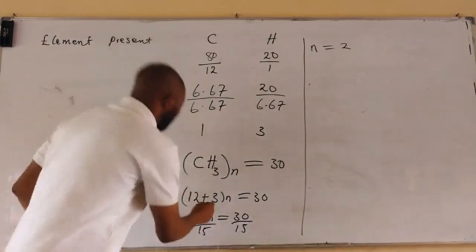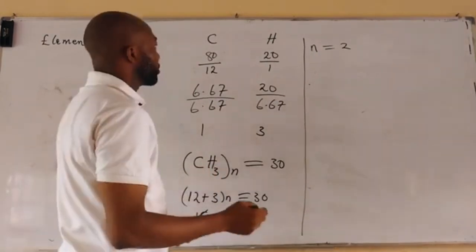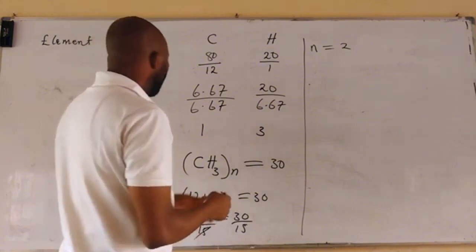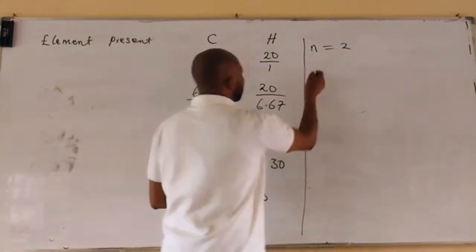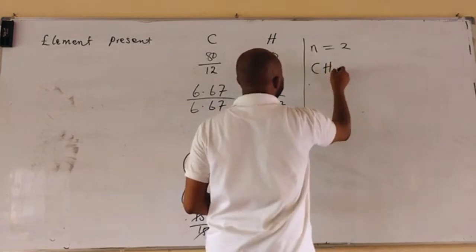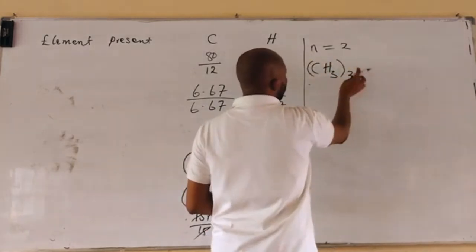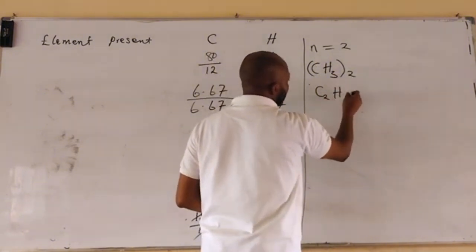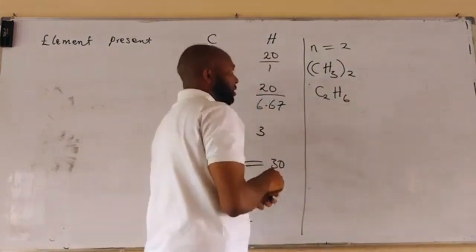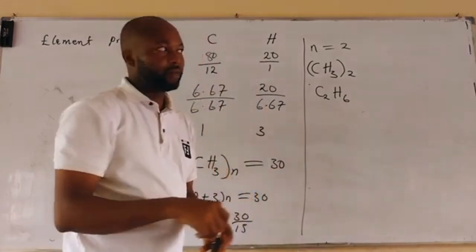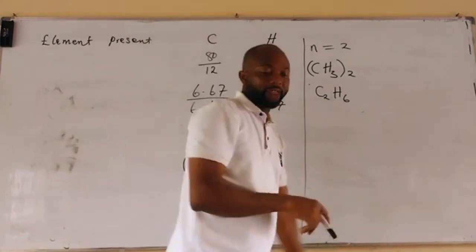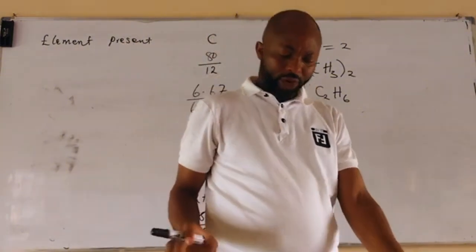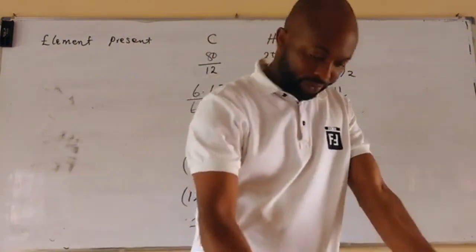So in this case, this will cancel this. 30 divided by 15 is 2. n is equal to 2. So if n is equal to 2, it therefore means CH3 open bracket 2. Expand, we have C2H6. And that is ethane. This becomes our ethane. So we are going to proceed further and solve more.